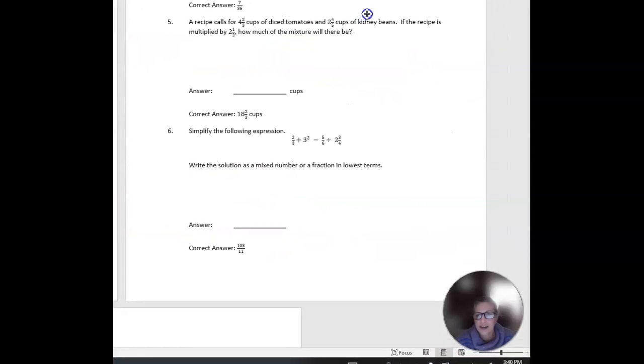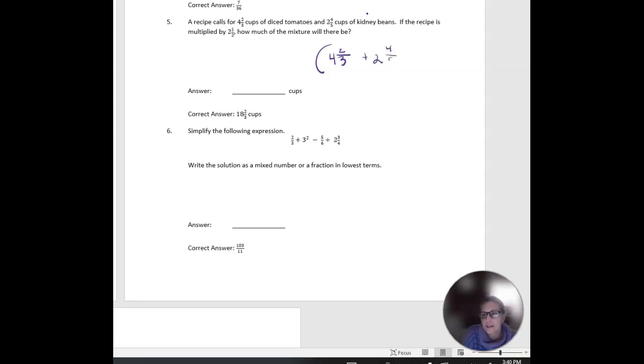I want to look at number 5. Number 5 is a great problem. They're talking about cooking here. So a recipe calls for 4/3 cup diced tomato and 2 4/5 cups kidney beans. It sounds like a chili recipe. If the recipe is multiplied by 2 1/2, how much of the mixture will there be? I'll be perfectly honest, there's a couple different ways to do this. But if we're going to use our order of operations, we would put our parentheses and we would add 4 2/3 plus 2 4/5. And then whatever we get there, we would multiply it by 2 1/2.